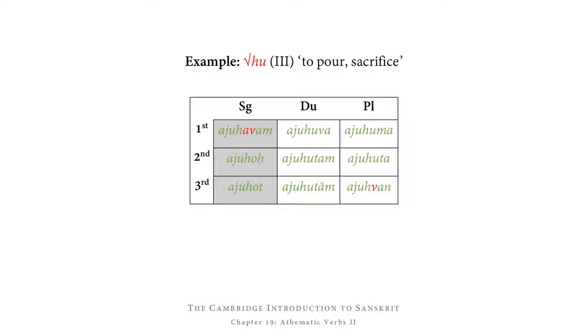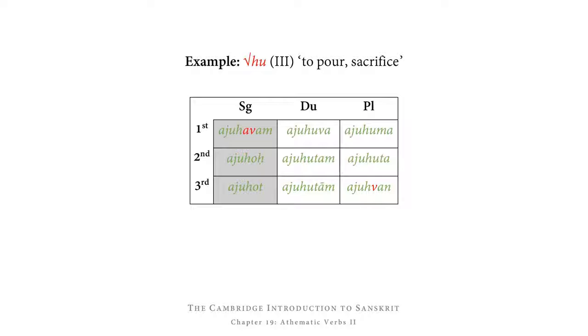But when we look at the first person singular, we will see that the strong stem does not appear as juho, but as juhav. And the reason for that is that o, which is originally au, appears as av in front of vowels. If you don't quite remember this anymore, look at the section on complex vowels in chapter 2 of the book. So instead of having ajuho we have ajuhavam.